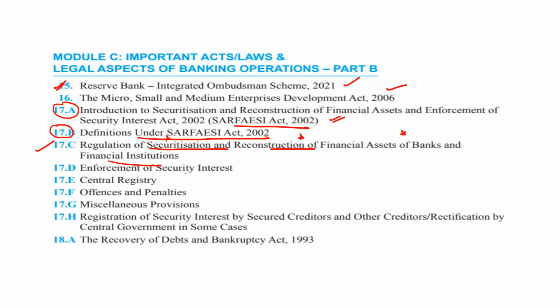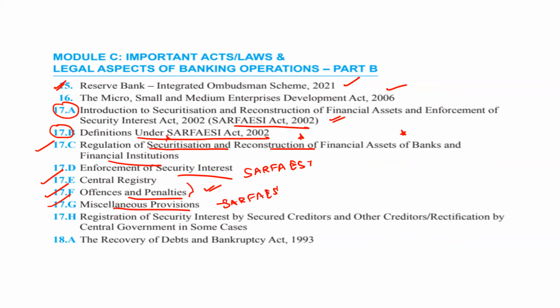Fourth one, that is the enforcement of the security interest under the SARFAESI Act. Fifth one, the central registry. Sixth one, the offenses and the penalties. Seventh one, the miscellaneous provisions under the SARFAESI Act.